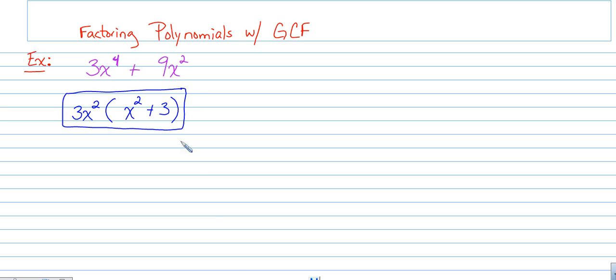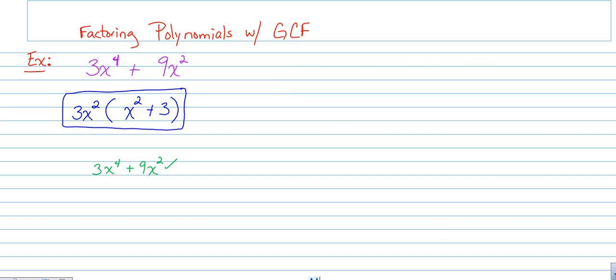But then you can always go back and double check to see what your answer will be by trying to multiply it back out. What's 3x squared times x squared? Well, 3 times 1 gives you 3. And x squared times x squared, when you multiply, you add the exponents, so you get x to the 4th. That checks. 3 times positive 3 is positive 9. And then there's an x squared, and that's all we have. And see how it goes back and it checks out? So you know you're doing it right because you can double check.